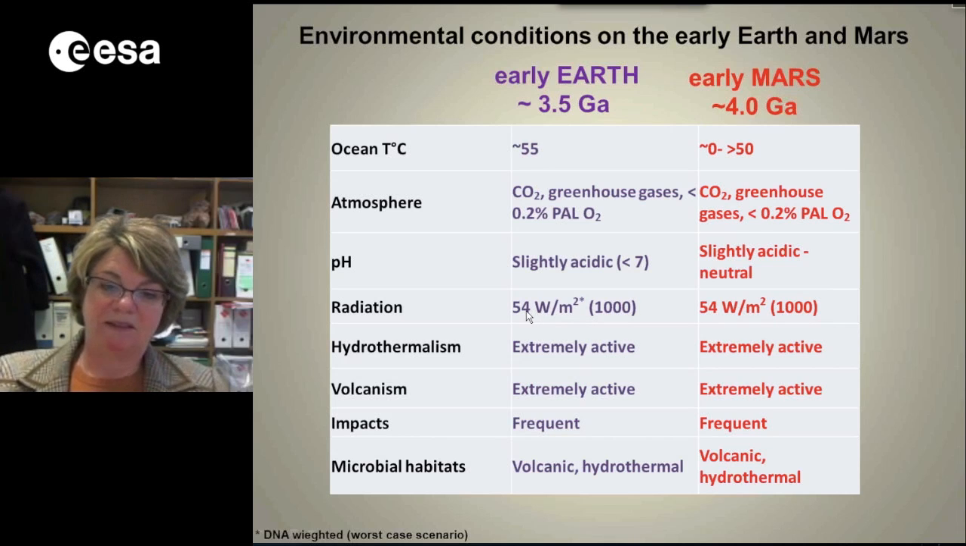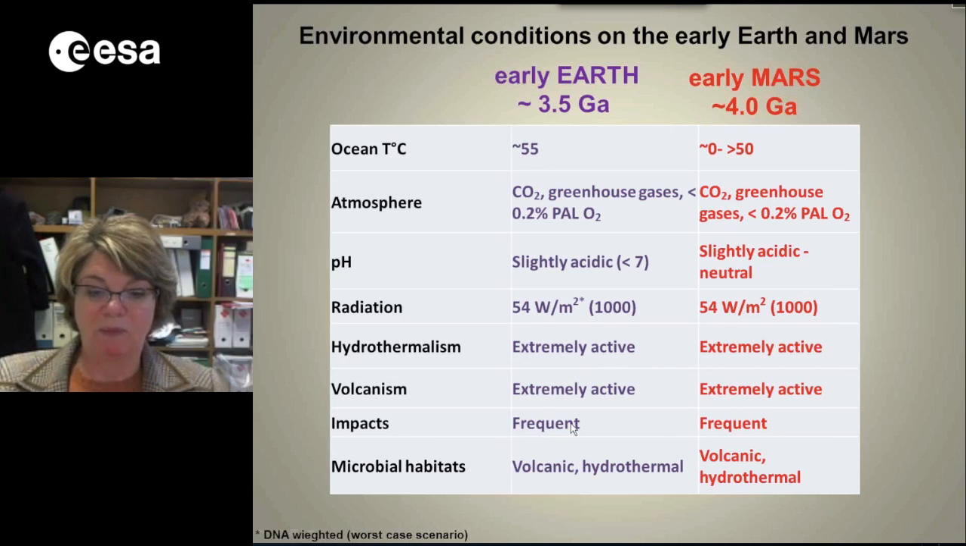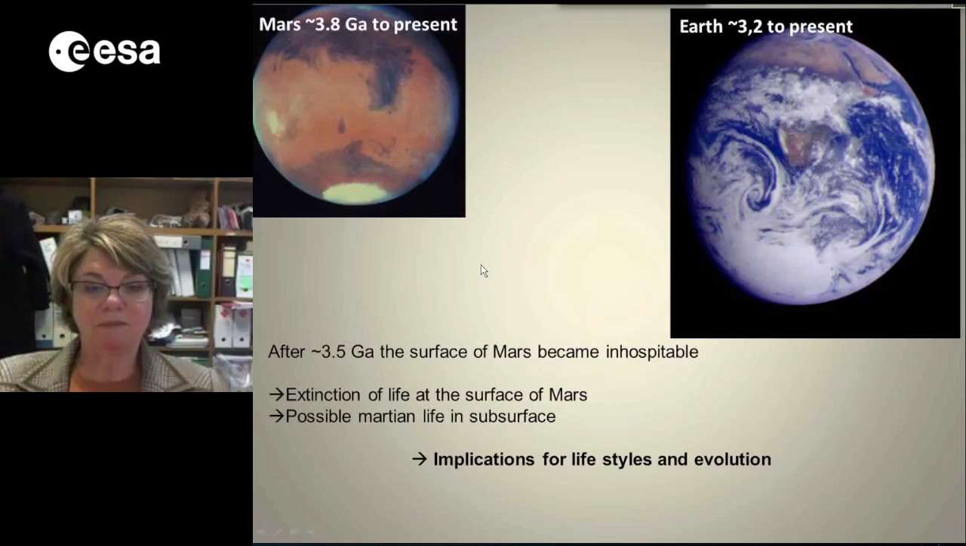But organisms were still able to survive under these conditions, as I will show from the early Earth. Very extreme hydrothermalism, extreme volcanism on the early Earth and on early Mars, frequent impacts. And what's important from the microbial point of view is the kinds of habitats. We're basically looking at volcanic and hydrothermal habitats on both planets, and this will influence the type of life that could live on the planets.